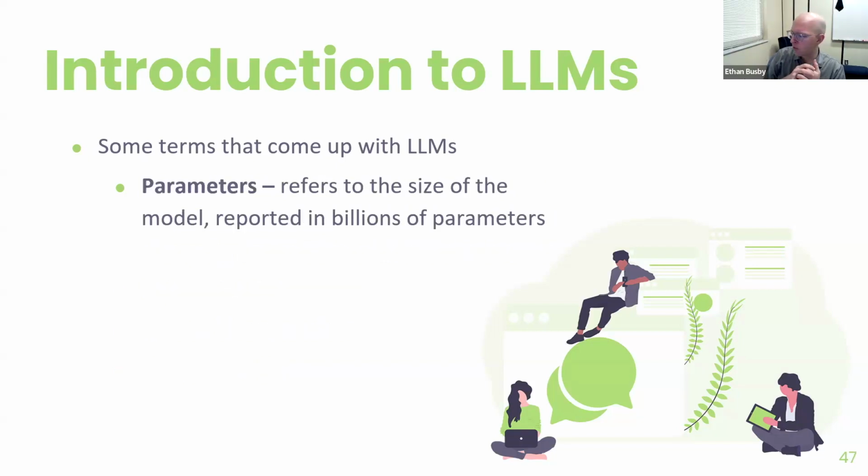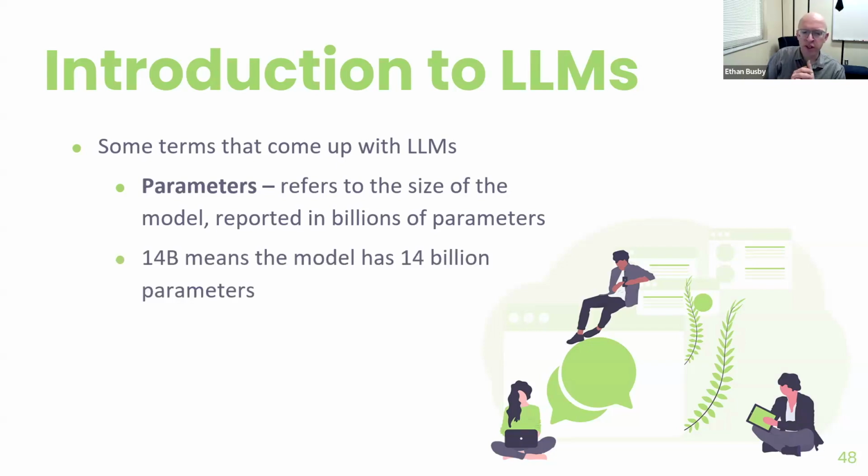Parameters, when we talk about large language models, refer to the size of the models. They're usually reported in billions of parameters. They're not directly interpretable. That is to say, it's not like a parameter in an econometric model or in a statistical sense where we can interpret it in a very specific way. But generally, you can think of this as a reference to the size of the model. So for example, if you come across a large language model labeled as 14B, that would mean it has 14 billion parameters.